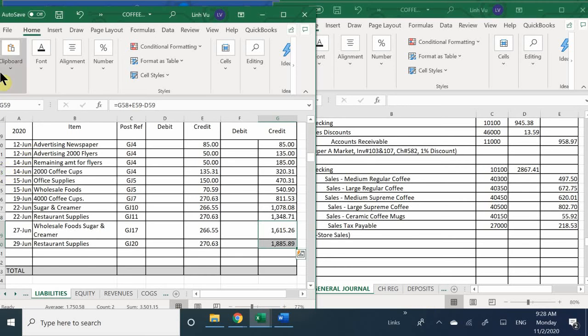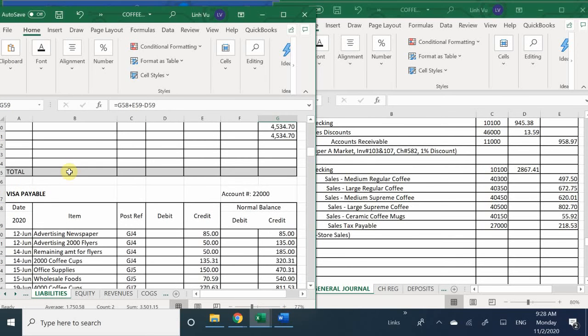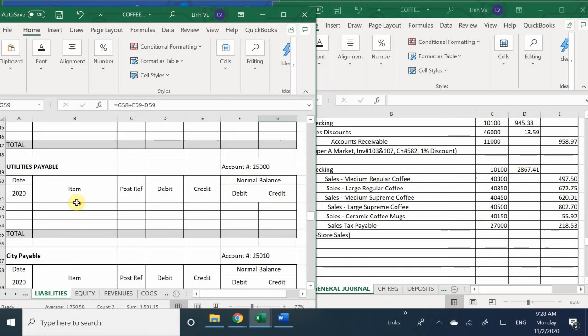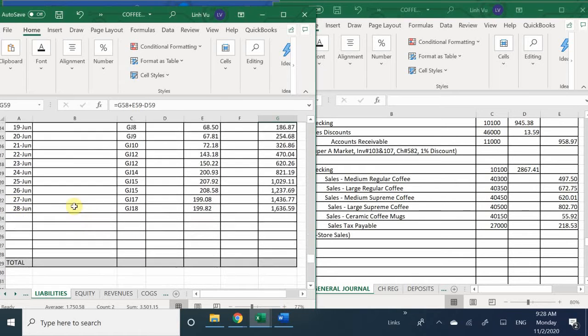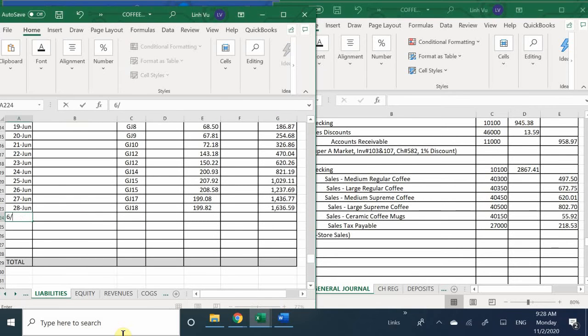Liabilities. We are easy payable. Scroll all the way down. Here you go. Sales tax payable. GJ20, and sales tax is $218.53, 218.53, which should be $1855.12. 1855.12. Good. All right.